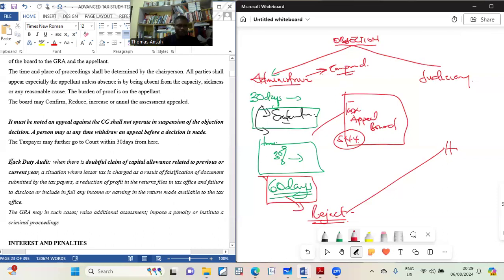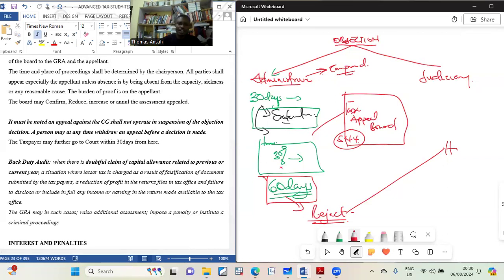Then we have something I just put in here called back duty audit. Like you gave capital allowance to somebody you shouldn't have given capital allowance to. Because the person falsified documents, you go back, you do an audit, and when you see it, you can now impose a penalty on the person. So it's just like an investigation that you need to do.